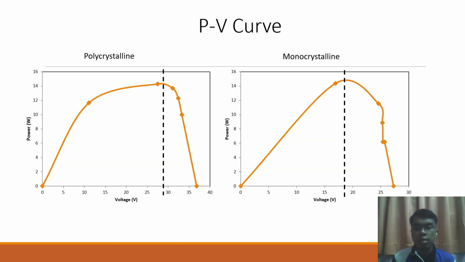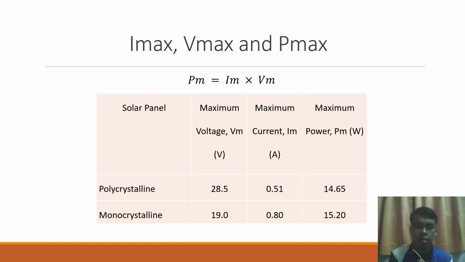This is the PV curve of both solar panels. From this curve, we can find the Pmax and Vmax. The point where it is located is at the highest point of the graph. So we will get the Vmax and Pmax, and then we can find Imax. This is the Imax, Vmax, and Pmax value obtained from the graph. It can also be calculated using the equation Pmax equals Imax times Vmax.